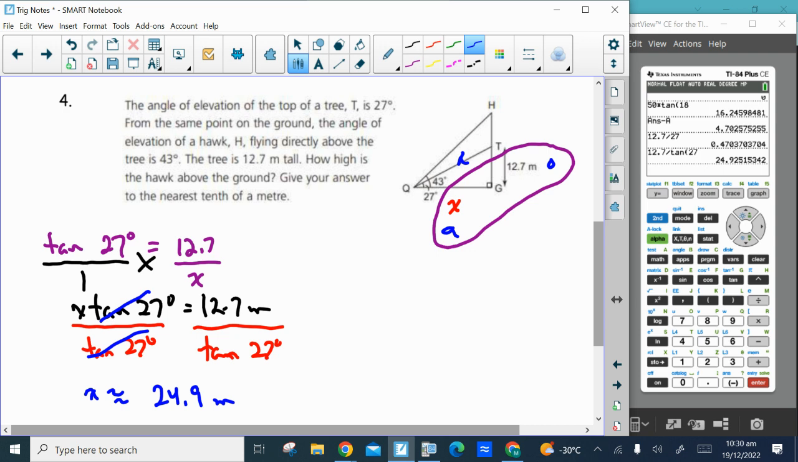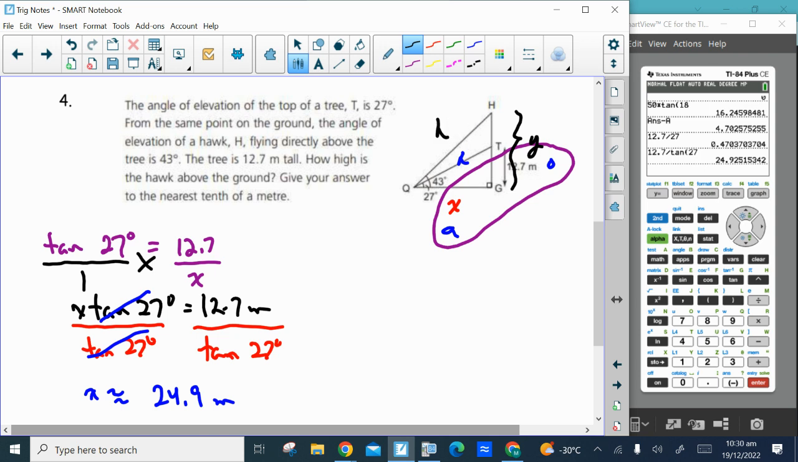So now I want to find the height of the larger triangle. I want to find HG. I really only want to know what HT is, how high the hawk is above the tree. But HT is not a side of a right triangle. So I have no choice but to find out what HG is, which I'll call Y, and then I can subtract the 12.7, which is TG, away from Y, and that'll give us what I'm really looking for. How high above the tree is the hawk? So I want to find Y.